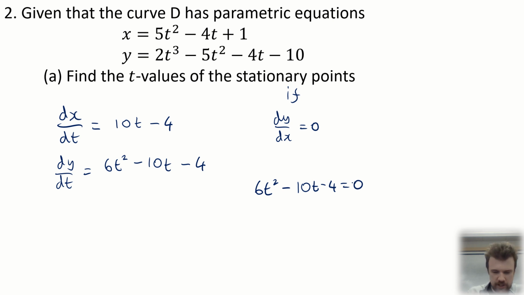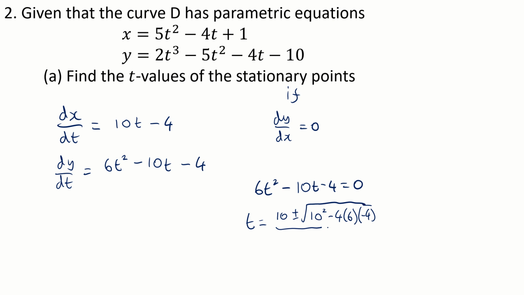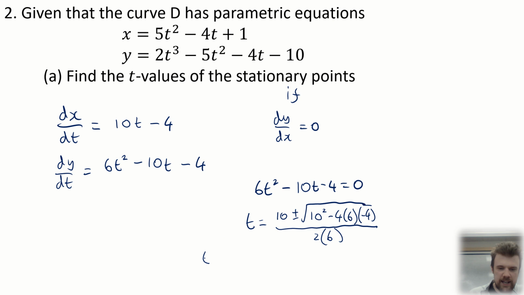It is one that factorizes. I can see that, but I don't want to factorize it. I'm just going to use the quadratic formula. So if you use the quadratic formula, you'll find that t equals 10 plus or minus the square root of 10 squared minus 4 times 6 times minus 4, all over 2 times 6, which is 12. And if you do that, you'll get t equals 2 and t equals minus a third. So there you go, much less brain power used there. So those are the t-values of the stationary points.